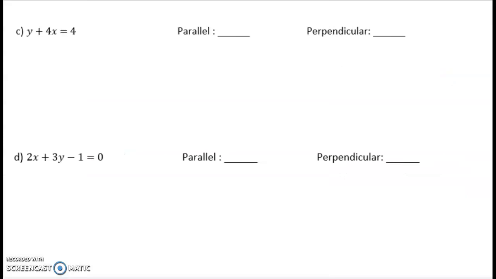Next, this one says y plus 4x equals 4. So we just have to rewrite this to y equals. We're going to take this positive 4x and turn it to a negative 4x. And then we still have plus 4. Now if I look at my slope here, my slope is negative 4. So a parallel slope will also be negative 4. Make sure you put that 1 underneath.